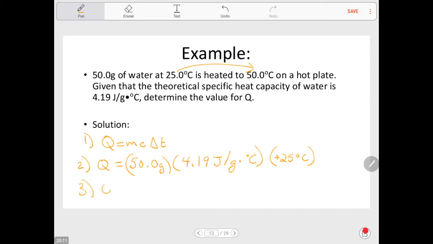What you're going to do is multiply those together. I'm just going to use my phone here as a calculator. So we're going to go 50 times 4.19 times 25. And that will give you an answer of 5237.50 joules. Now, that's the right answer, but remember, from chemistry and physics, you must use significant digits. And in the question, you can see that we have 3 significant digits.